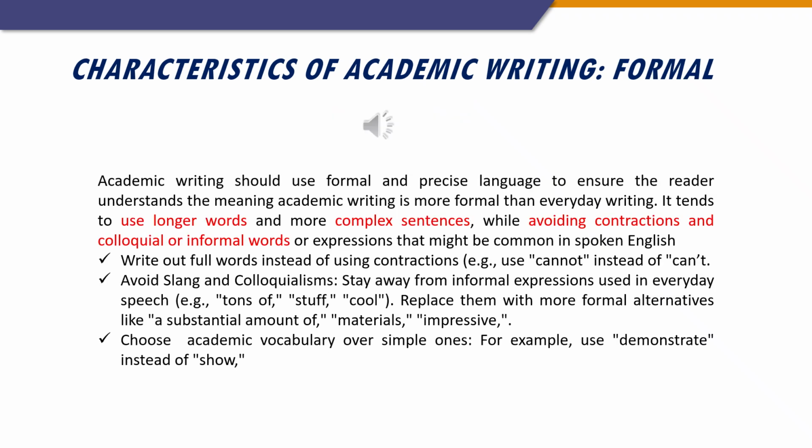The second feature of academic writing is formality. Academic writing should use formal and precise language. This means that you should write in proper English, following grammar rules and correct spelling. In academic writing, for instance, we don't use the colloquial language that we use in our everyday speech. We also don't use contractions, short sentences, or informal words. We have to be very formal, avoid slang, and choose academic vocabulary over simple words.